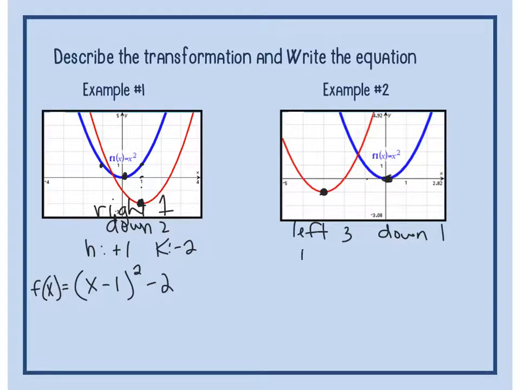Left 3 means that my h is a negative 3. Down 1 means that my k value is a negative 1. Now don't forget that when I plug in the h value into the equation, the h value is always going to change signs because it's x minus a negative 3. So x minus negative 3 becomes x plus 3.